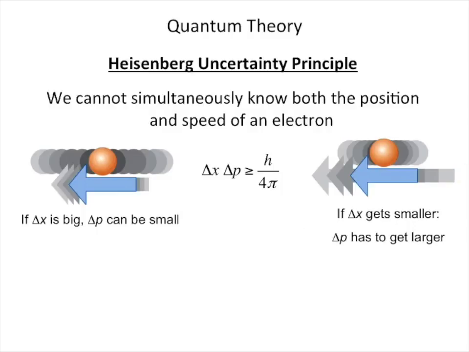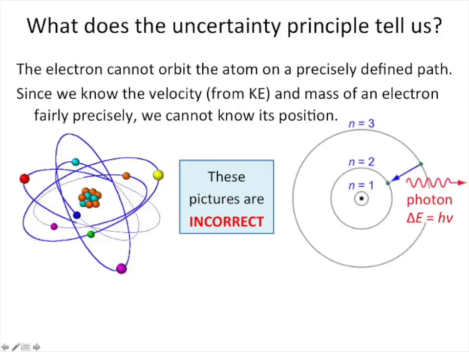Again, this is one of those things that makes sense for small quantized particles where quantum mechanics plays a role. You never see a macroscopic version of this. But okay, so this works for electrons and for other really small particles. So then what does this ultimately tell us? It tells us that the electron cannot orbit the atom on a precisely defined path.